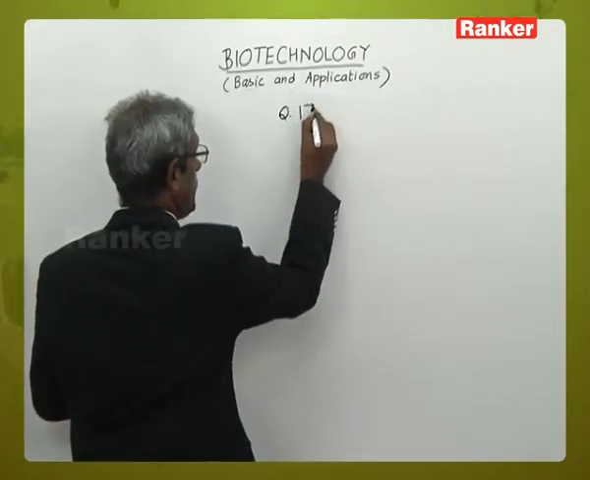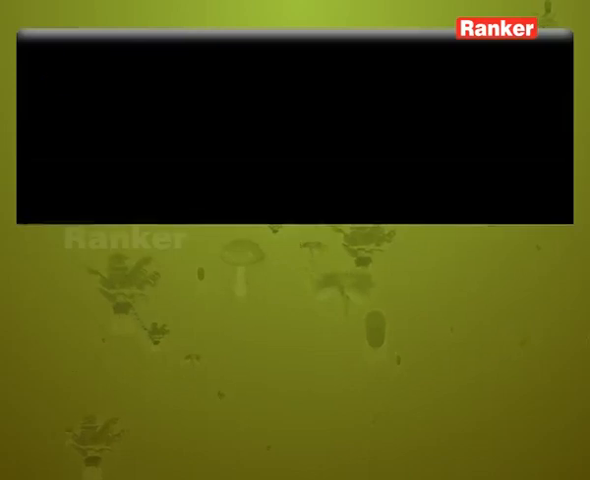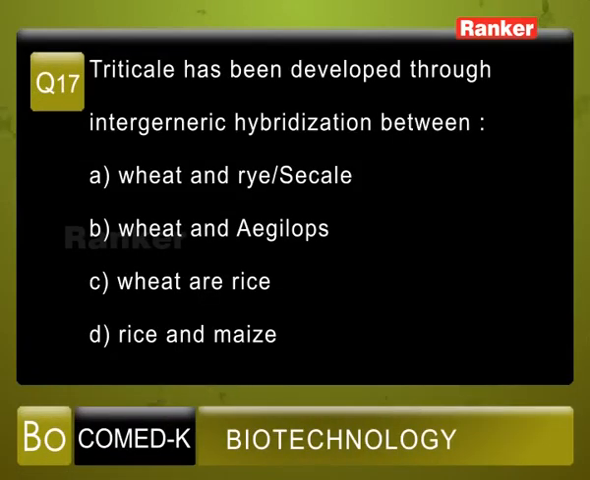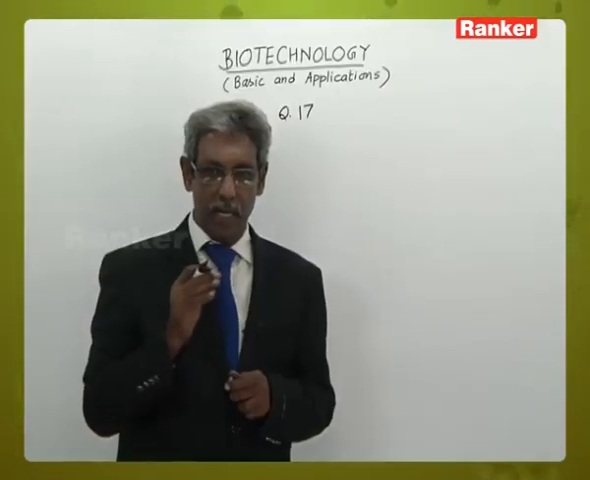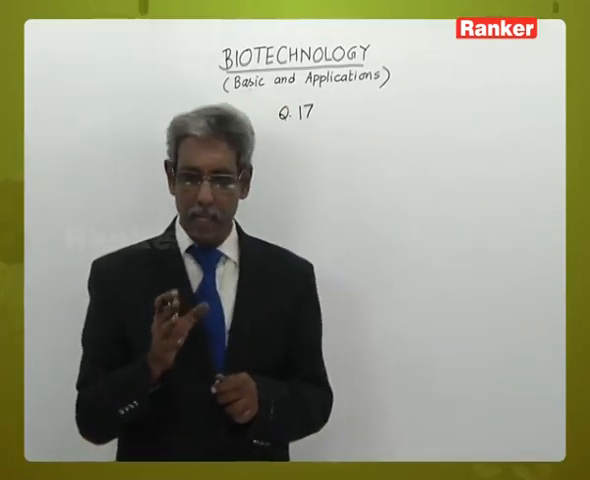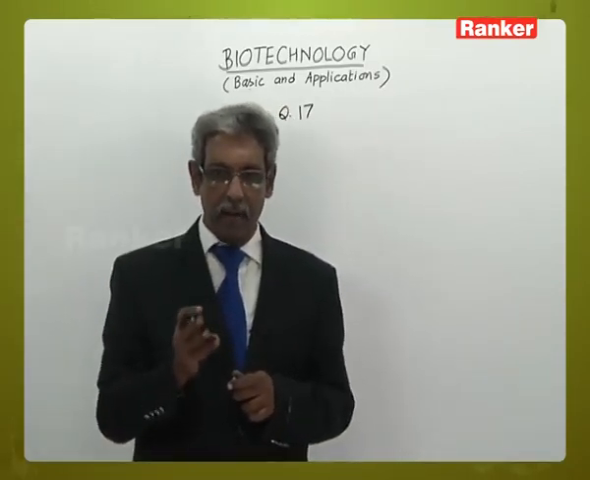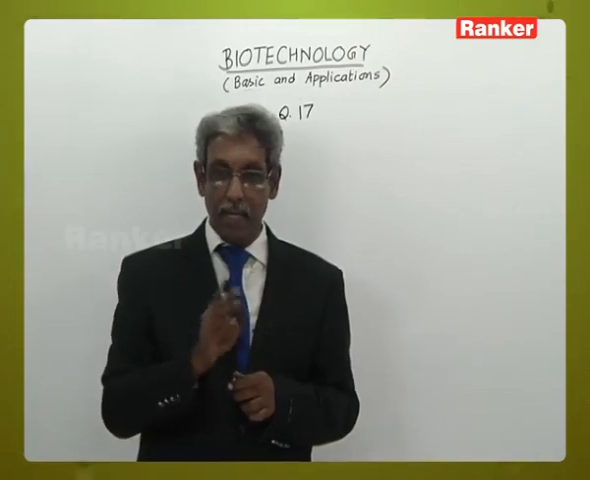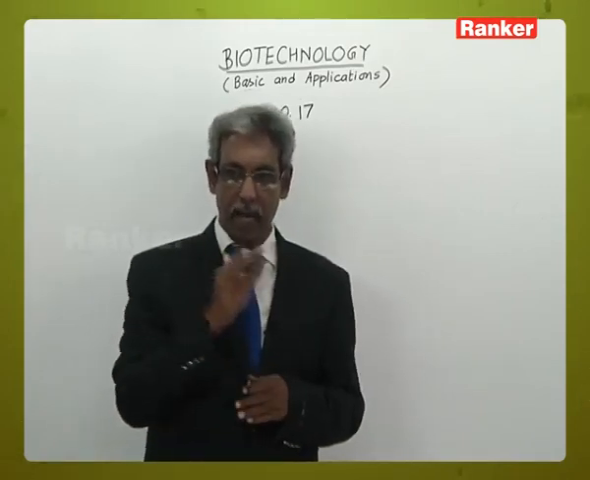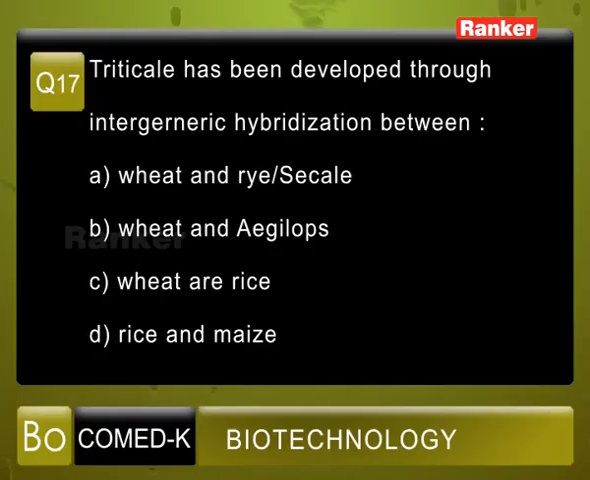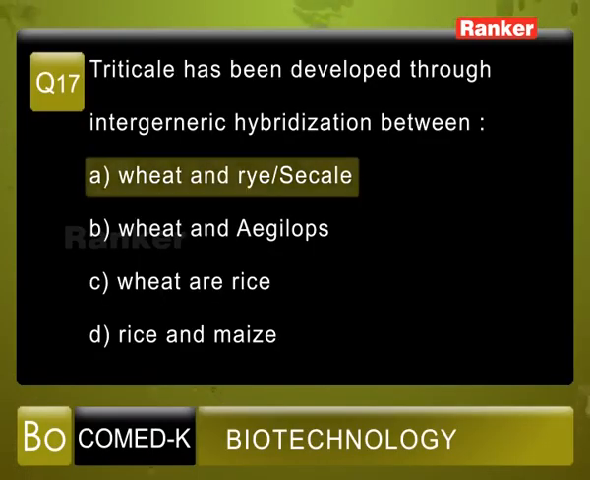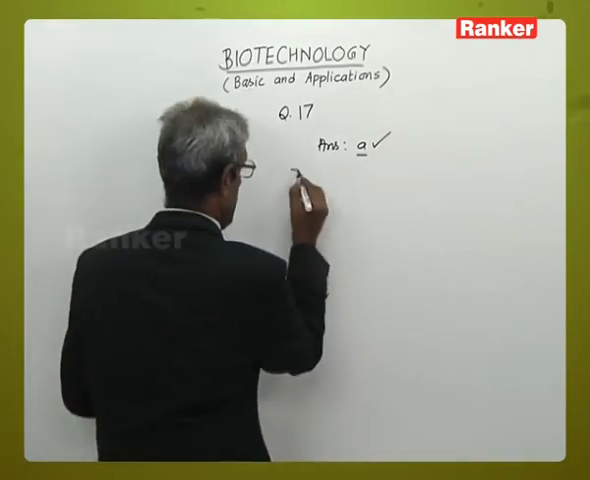Next, we go to question number 17. Triticale has been developed through intergeneric hybridization of, the choices are wheat and rye or Secale, wheat and Aegilops, wheat and rice, rice and maize. Triticale is an artificial synthetic, developed by intergeneric hybridization between wheat and rye, or wheat and Secale. Hence, the answer is A. It is an intergeneric hybridization.